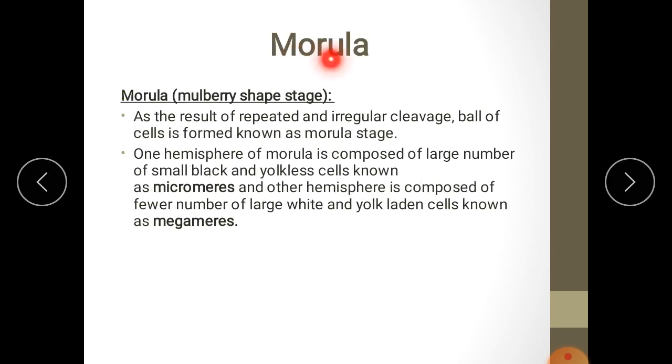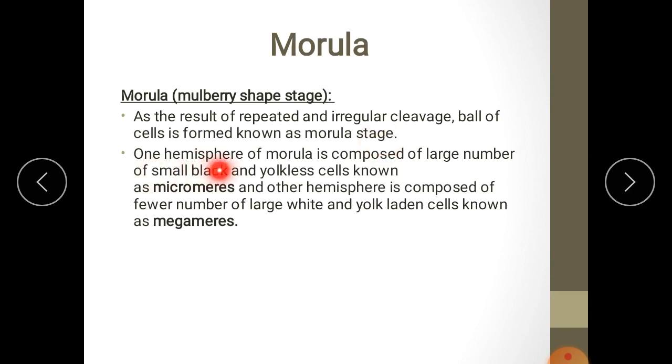Next, morula stage. Morula or mulberry shaped cell stage. As a result of repeated irregular cleavage, a ball of cells is formed, known as the morula stage. Here, the embryo has cells but it is a solid ball-like structure. It does not have a hollow cavity at the center. Therefore, this is called the morula stage.